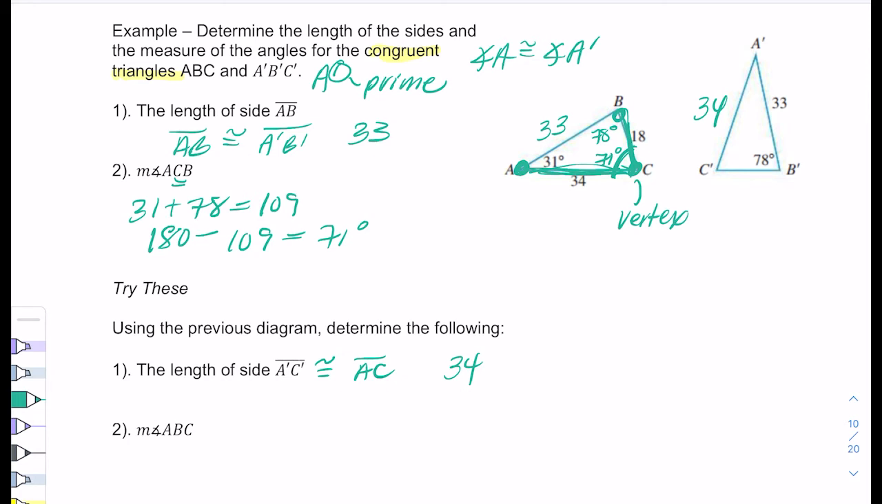And when I'm asked for the measure of angle ABC, here's A, B, and C. They're asking me for this angle here. That's going to be the same as A prime, B prime, C prime, which is 78 degrees.